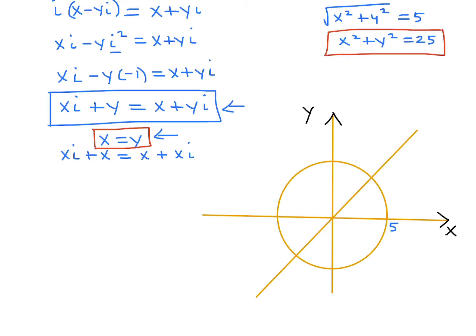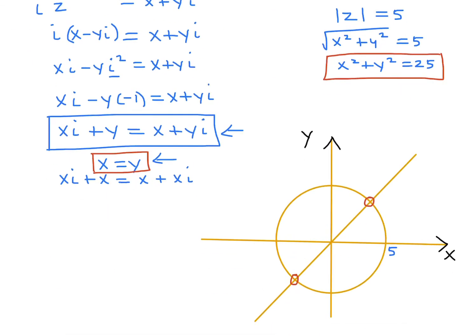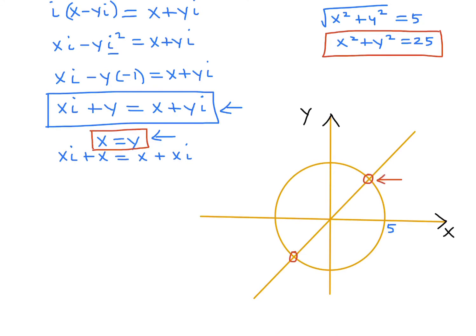And they want you to figure out when are both of these equations the same. Well, what that really means is where do they intersect? Well, they intersect at those 2 points. And that's basically what they're asking. How many values of z satisfy both z absolute value is 5 and f at z is equal to z? And the answer is 2 values. The first value is right here. The second value is right there.